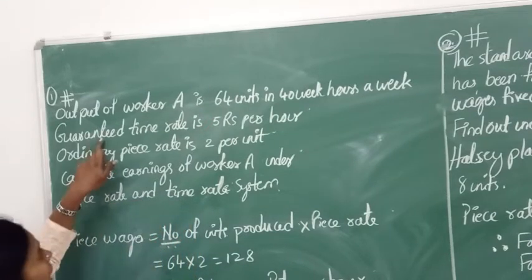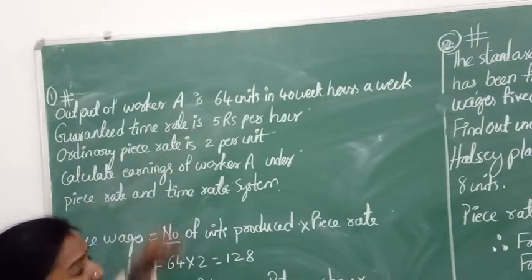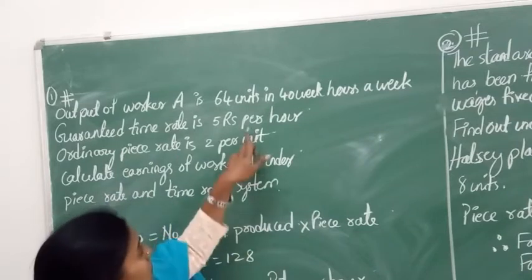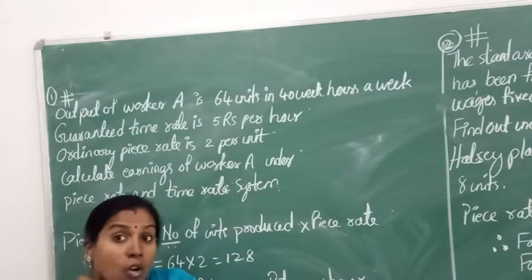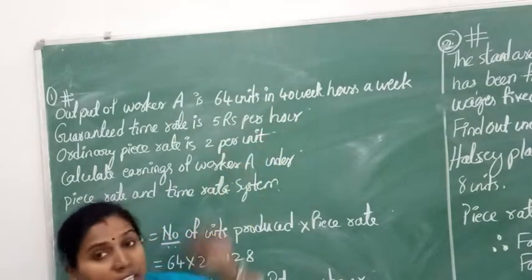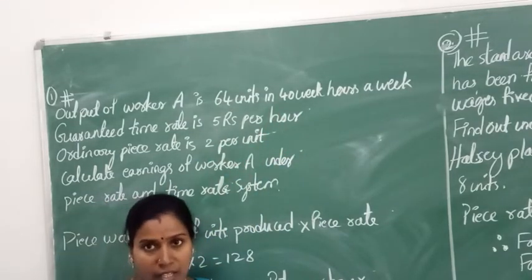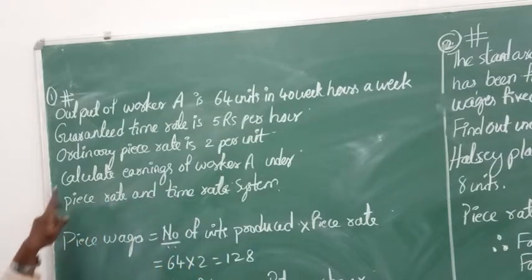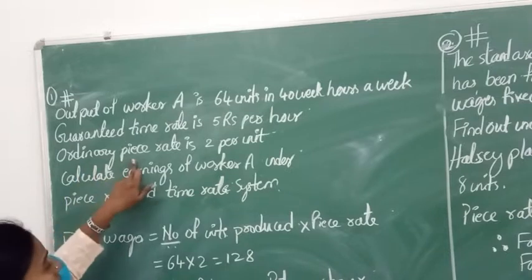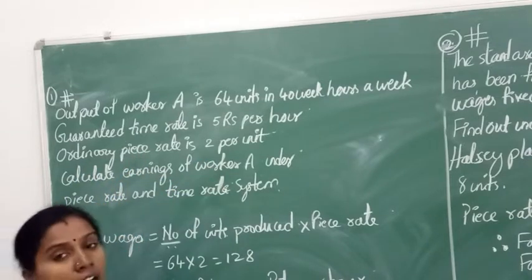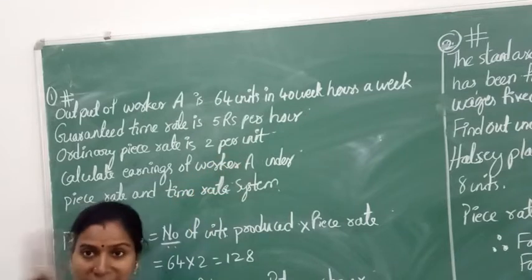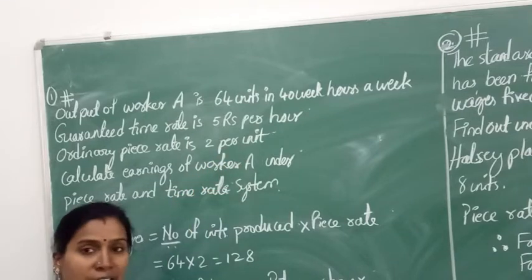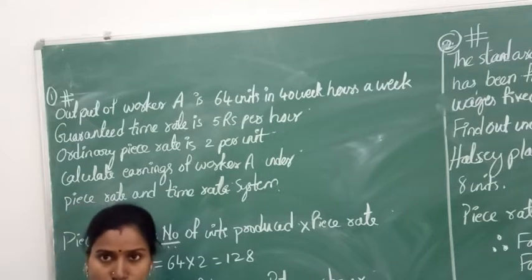Next. The guaranteed time rate is per hour. Per hour, how many rupees are given? 5 rupees is given. Overall, how many hours is the person working? 40 hours in a week. That point is clear. Next, in the order, two methods we are doing there. In the ordinary piece rate system, how much is he paying? He is paying 2 per unit. So two methods are there: one is hourly basis, second is the output basis.